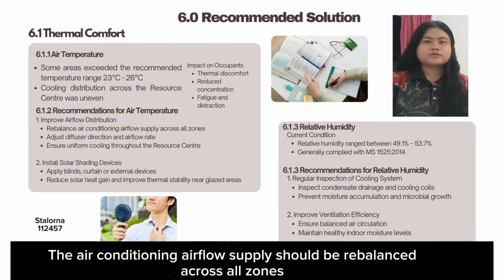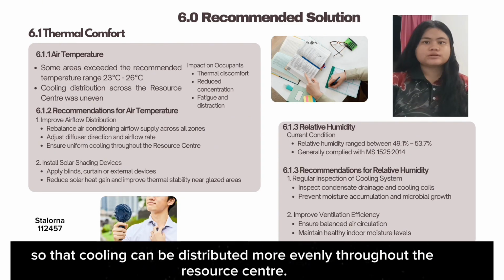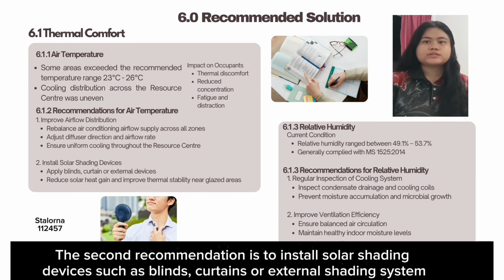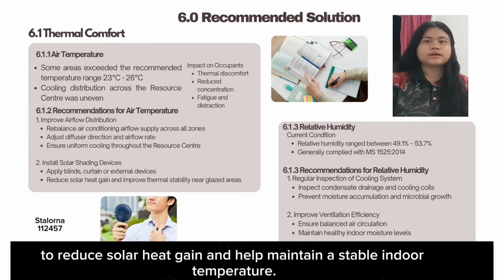The air conditioning airflow supply should be rebalanced across all zones so that cooling can be distributed more evenly throughout the resource center. In addition, the diffuser direction and airflow rate should also be adjusted to ensure a more consistent indoor temperature. The second recommendation is to install solar shading devices such as blinds, curtains, or external shading systems to reduce solar heat gains and help maintain a stable indoor temperature.